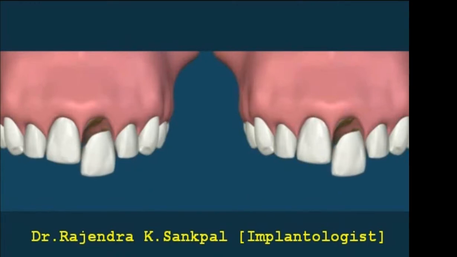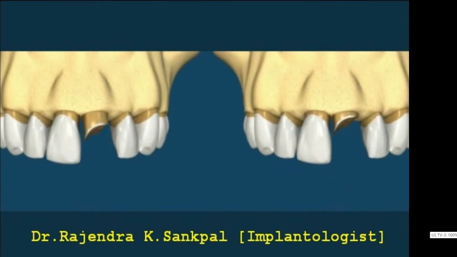This animation shows two identical situations being treated in two different ways. The loss of the central incisor. The animation on the right shows the implant option. Here we have an immediate implant placement, followed by the post and core, which is secured to the implant fixture, followed by a crown.